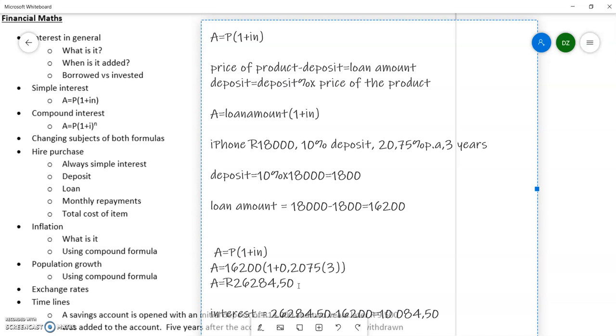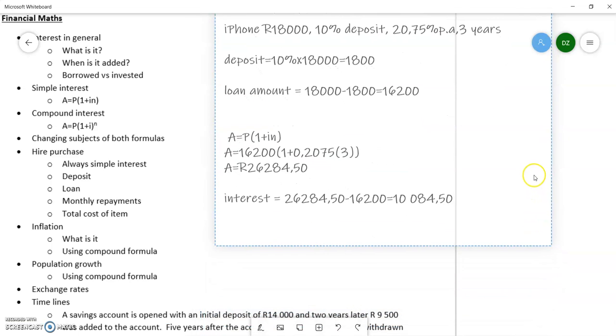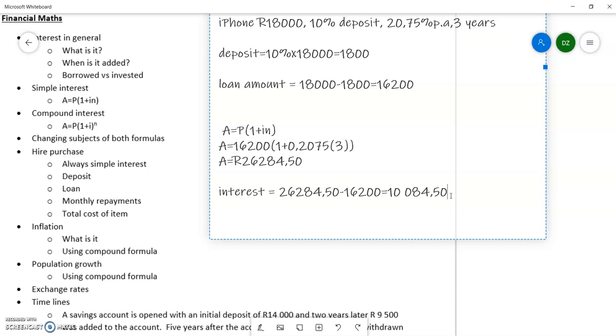Remember, this doesn't even include the deposit that I put down. So moral of the story, always try and do cash. But unfortunately, that's not the reality. So let's continue with our question. So now I want to know what is the monthly amount that I'm expected to pay.